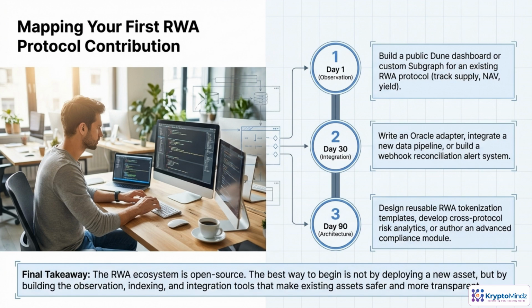Think of your first RWA contribution as a 90-day ramp. First, just observe. Mirror existing protocols with dashboards or data pulls until you intuitively understand how value and risk move. Next, plug in: integrate price feeds, build small adapters, or automate reconciliations so off-chain reality and on-chain state stay aligned. Finally, step back and design reusable templates, cross-protocol analytics, or compliance components. You don't need to tokenize a new asset to be valuable. Start by upgrading the plumbing.